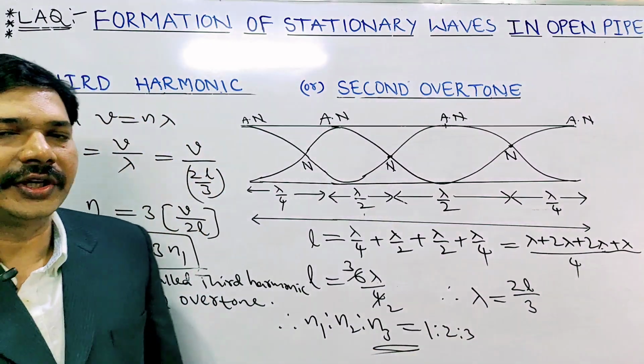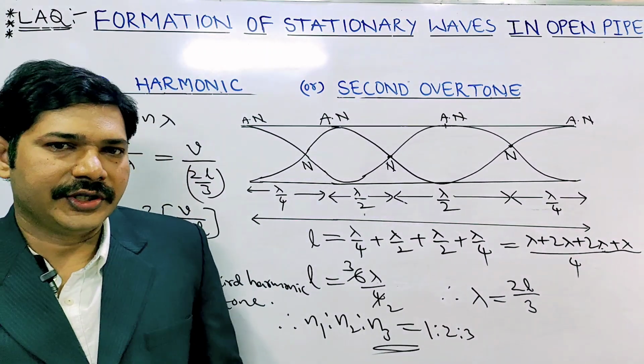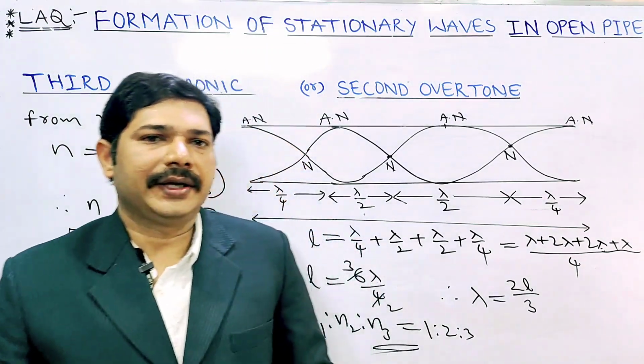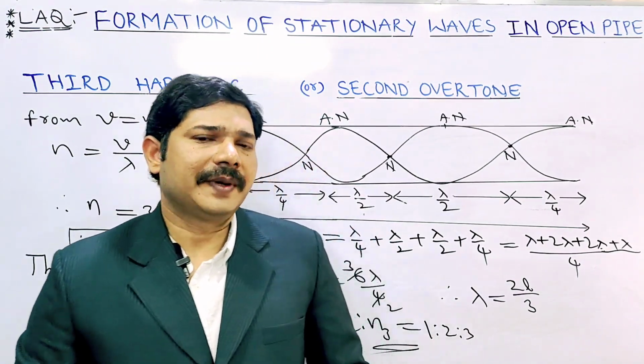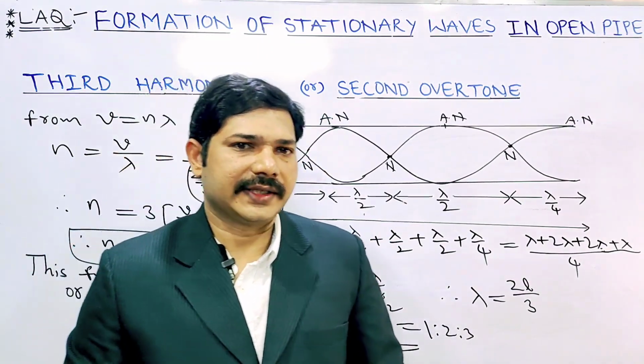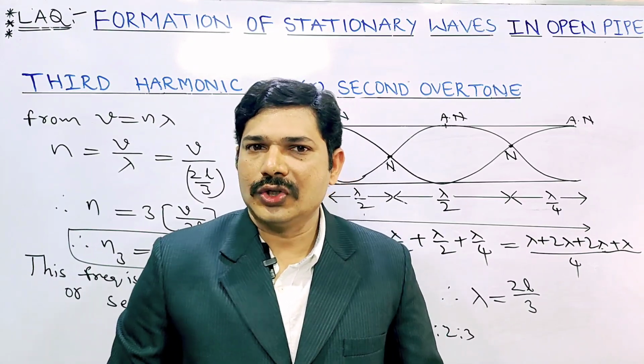N1 is to N2 is to N3, how much we got? 1 is to 2 is to 3. This is a complete open pipe answer. Along with this answer, a numerical problem also they can ask. So we'll discuss after completing the closed pipe answer.